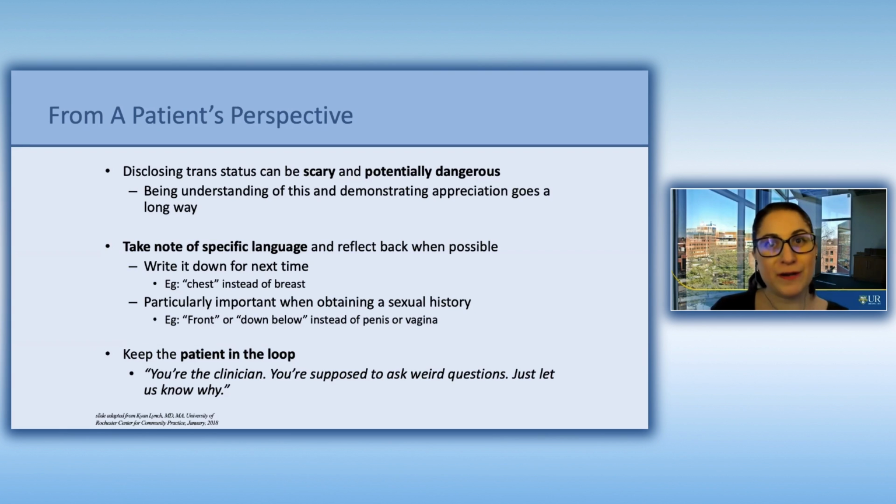And as always, regardless of gender, it's really important to keep the patient in the loop. And so this is a quote by one of the patients really saying that we know that you have to ask us odd, weird questions. We just want to know why.